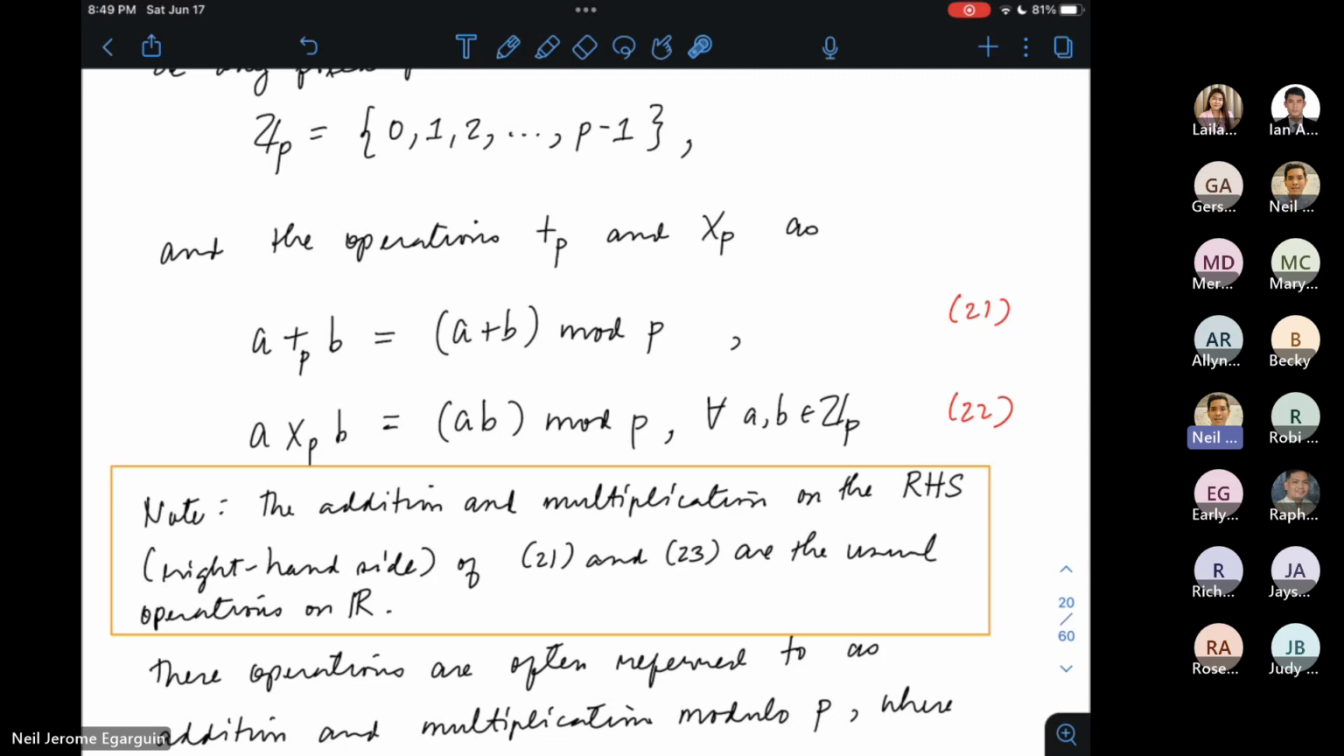Alright? Nagawa niyo na ba to? Modular arithmetic before? Or hindi pa? Not yet, sir. Then, nagawa niyo na yan sa pagsasabi ng oras.